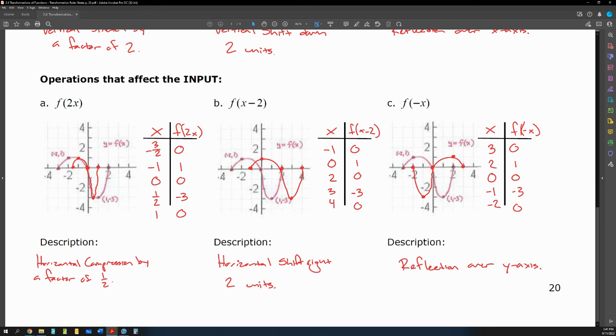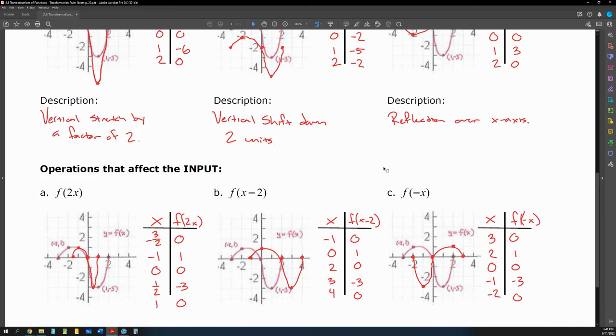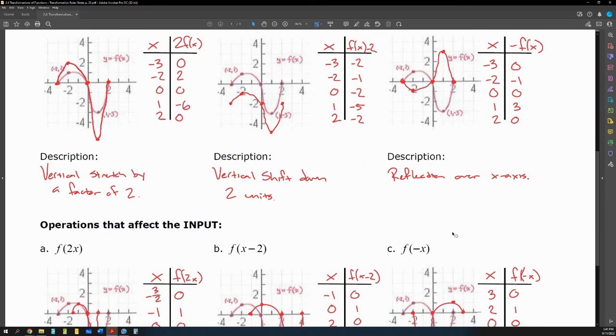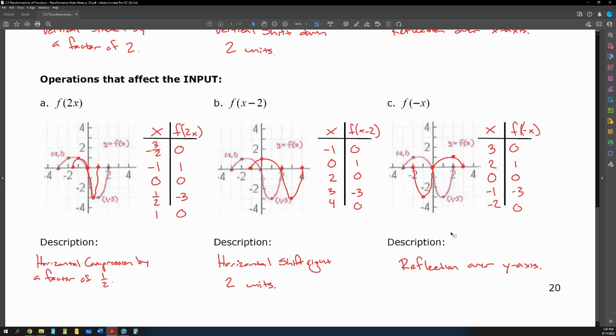Okay? So in summary, operations that affect the output will affect the graph vertically. So a vertical stretch, shift, or reflection over the x-axis. And operations that affect the input will affect the graph horizontally. So that could be a stretch or compression, a shift, or a reflection over the y-axis.